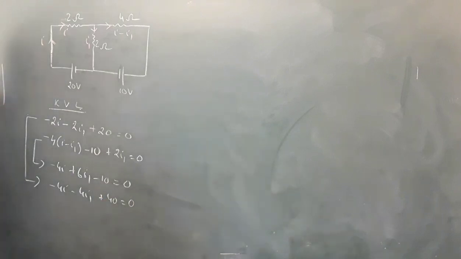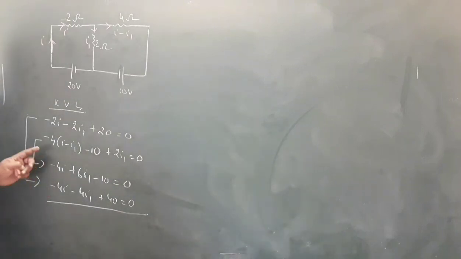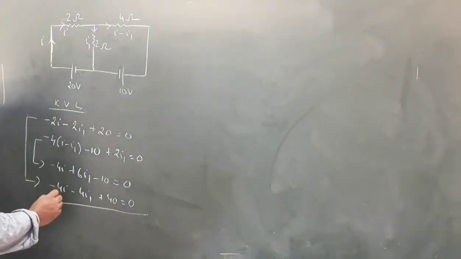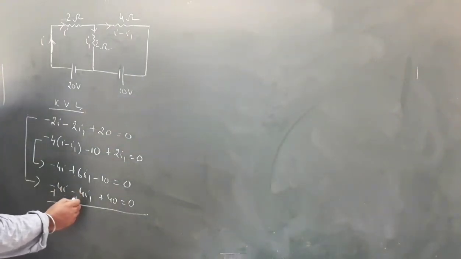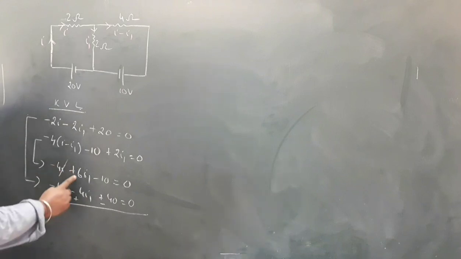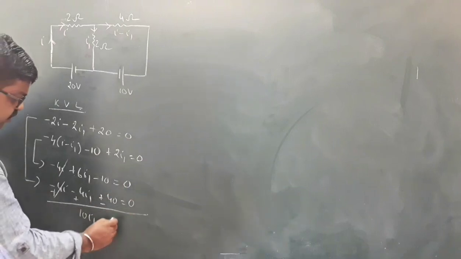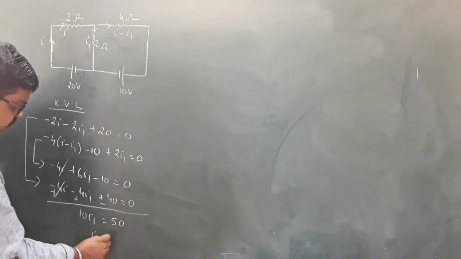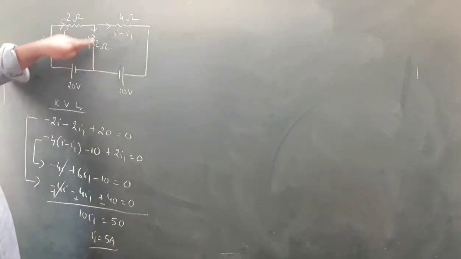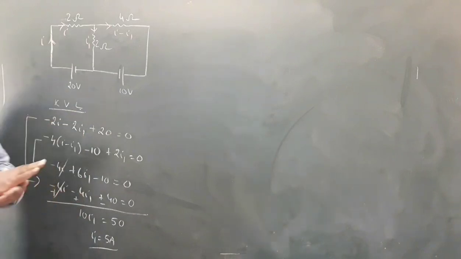Now if I subtract these two equations, this is positive and this is negative, so this cancels out. So this is 10I1. This goes to the other side, equal to 50. That gives I1 is equal to 5 ampere. So the current flowing through this 2 ohm resistor is 5 ampere. Okay, so this is the normal conventional method.